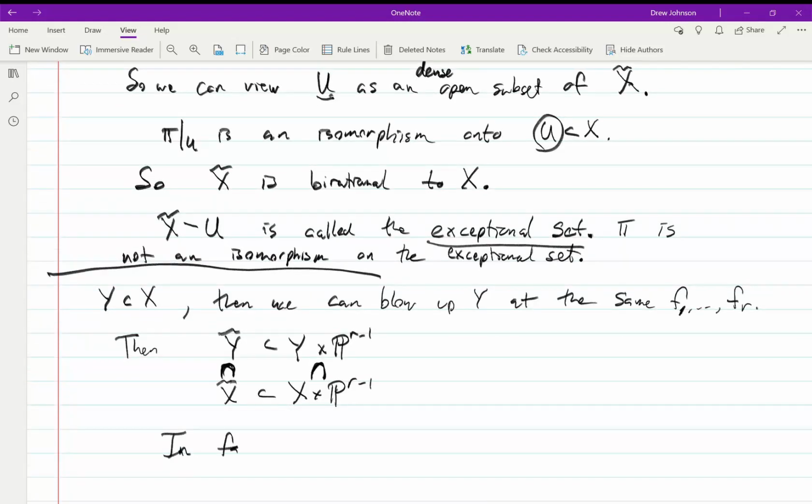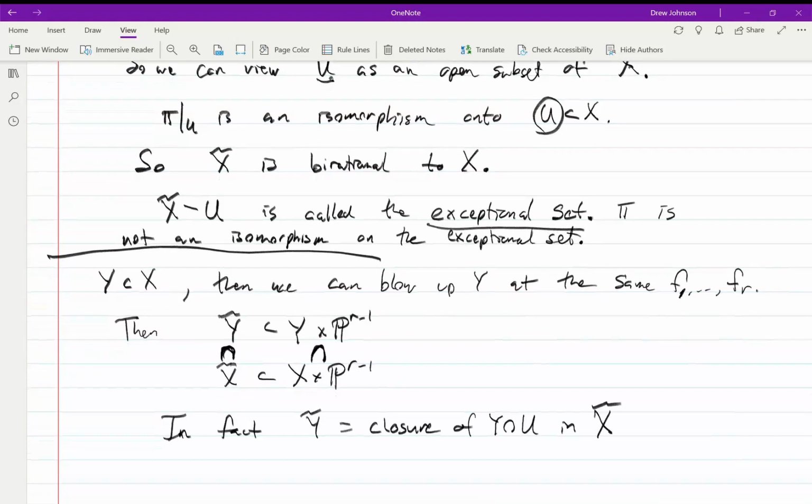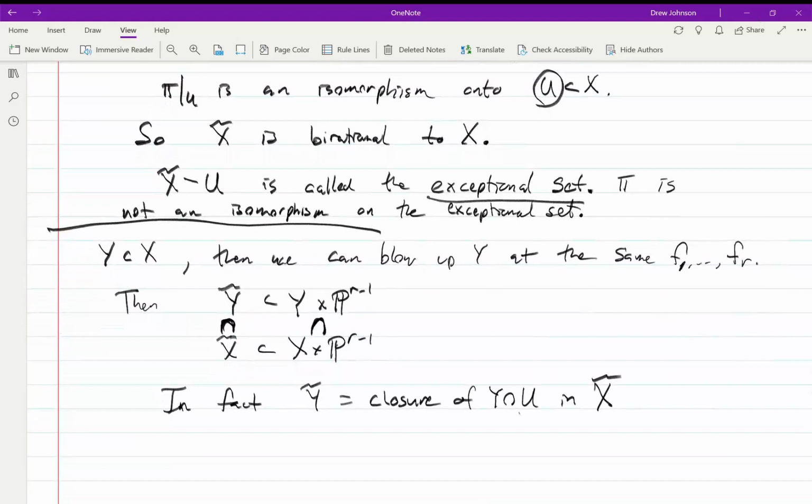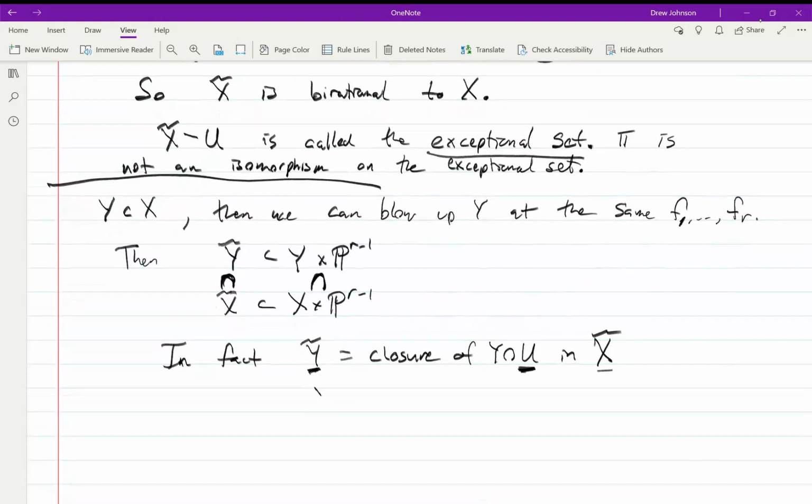In fact, Y tilde will be equal to the closure of Y intersect U in X tilde. Right now I'm thinking of U as an open subset of X and of X tilde. So then you can intersect it with Y and get something, because Y is a subset of X. Okay, but now we're thinking of it in X tilde and taking the closure, and that will exactly be the blow-up of Y. And this is usually called the strict transform of Y.